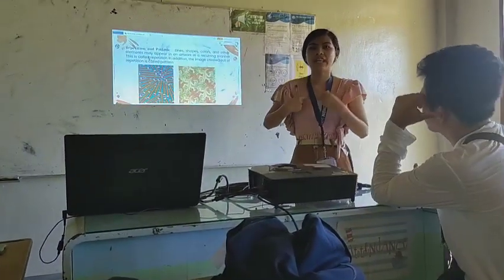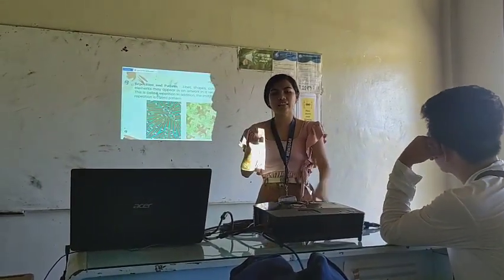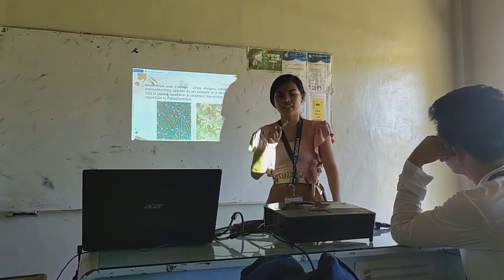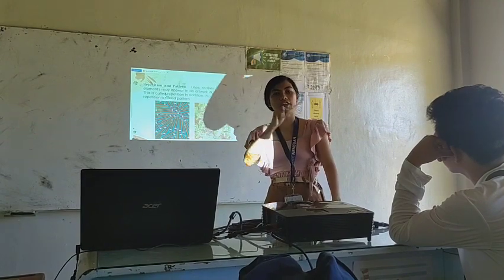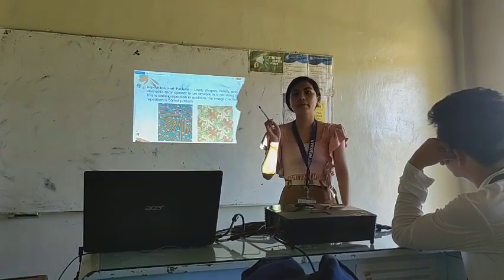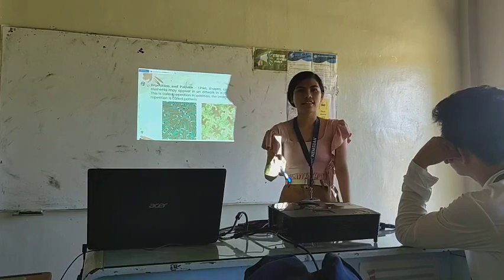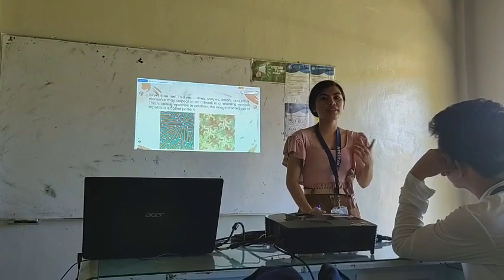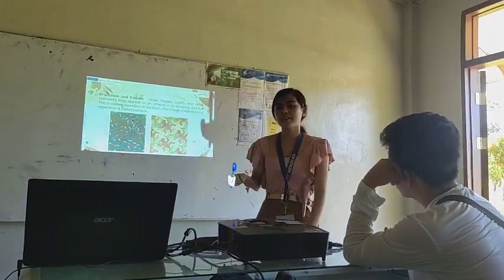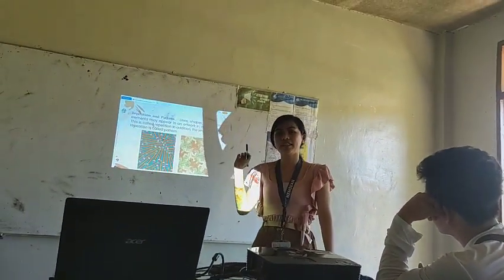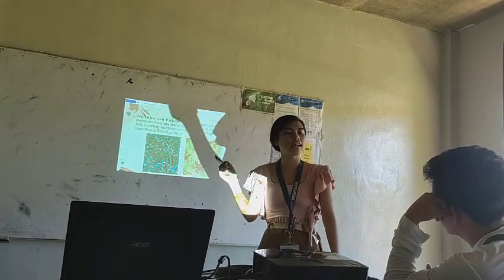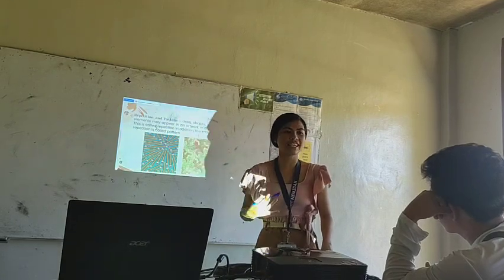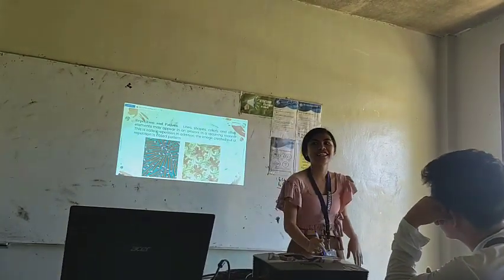For example, if we see that a painting is full of dark colors or full of curving lines, maybe we can interpret that the painting is sad. That's why we need to understand these elements and principles of art, so that we can understand different masterpieces and paintings. So that's all. Thank you.